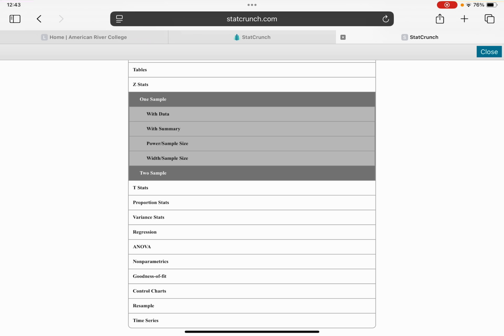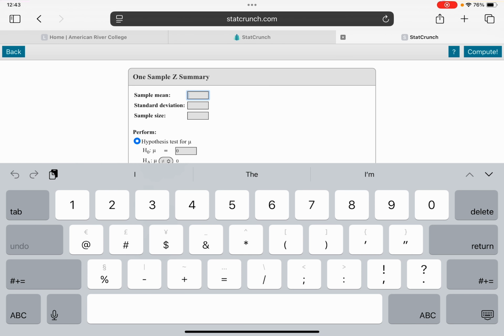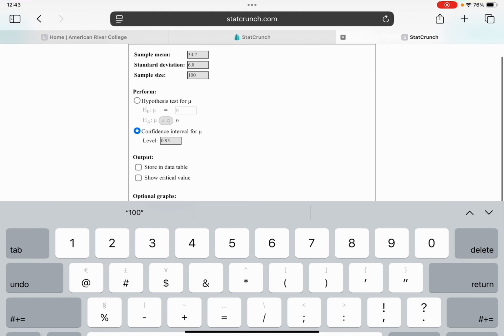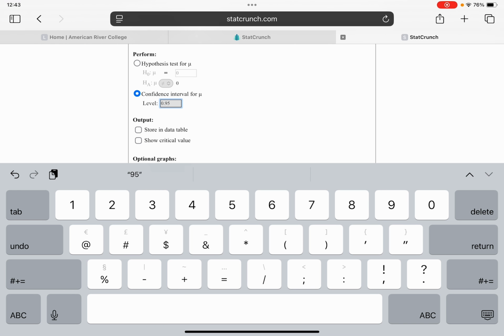Summary means I have the summary statistics, right? The X bar, the N, sigma. So I know all that. So I'm going to choose summary. And that brings up this window. And I just enter in the data. So the sample mean is 34.7. All these steps are in your StatCrunch guide, by the way. And then the standard deviation 6.8 for that problem. And then the sample size 100. Okay. And then confidence interval. And I got to change it. The default is 95. I got to change it to 90. Okay.